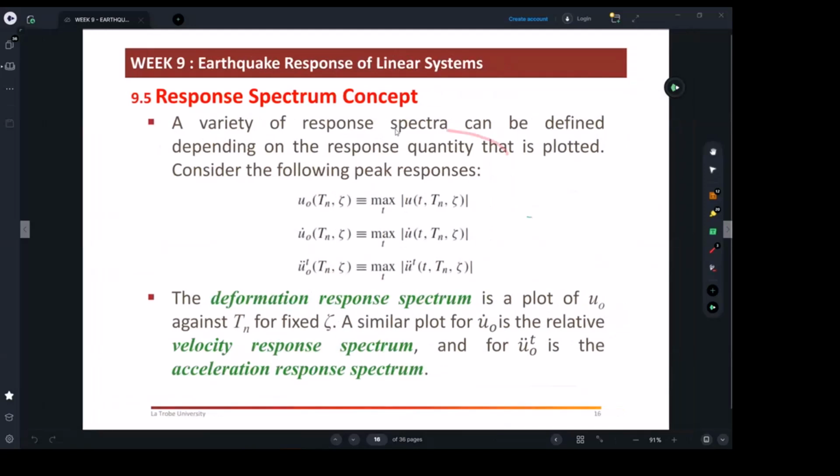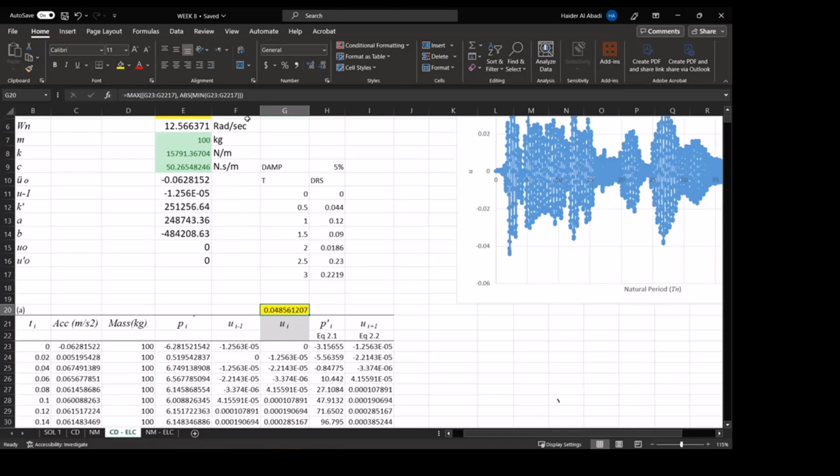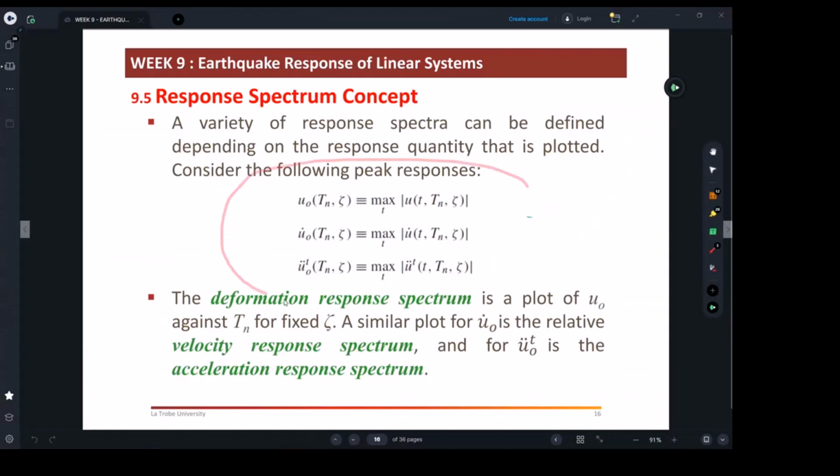So what this slide is telling us to do is to go and find a maximum. This process is basically what I did manually by finding the absolute maximum or minimum value here, right? That's the formula I did with you here. It is basically just an implementation for this exercise. So for displacement, for a given time period and given damping, we have to find the maximum response. Same thing for velocity, same thing for acceleration, right?